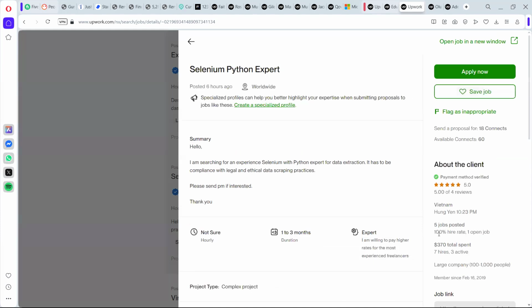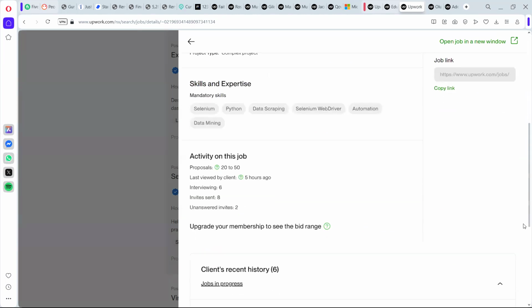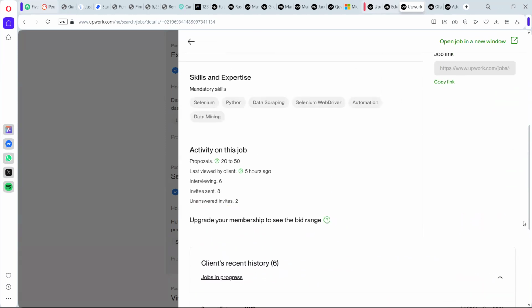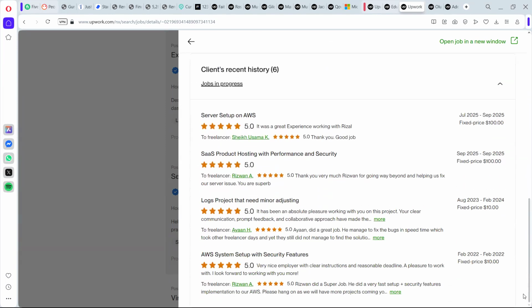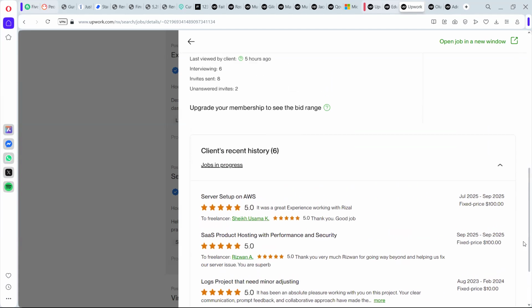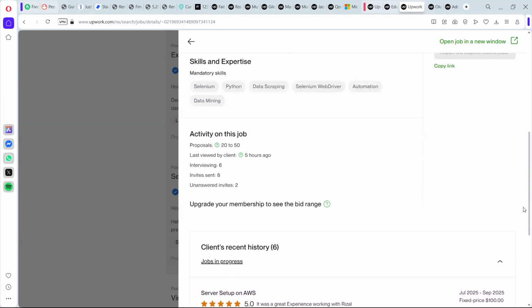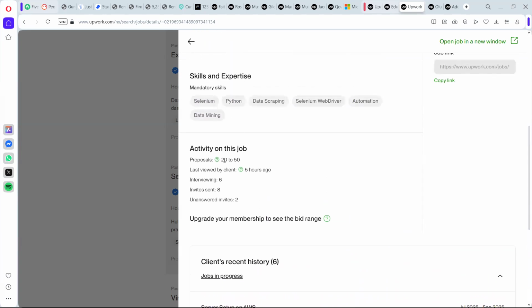Look at this 100% hire rate, which is good, but they've spent only 370 for 5 jobs. This is a low spend client, so that means they pay low. If you apply for this, look at this criteria. This is a high risk application, for example. See the amount they pay, which is low, but that does not mean it won't work for you. But when you check the activity, 20 to 50 proposals, they sent 8 invites, and out of these 8 invites, 6 of them have replied.